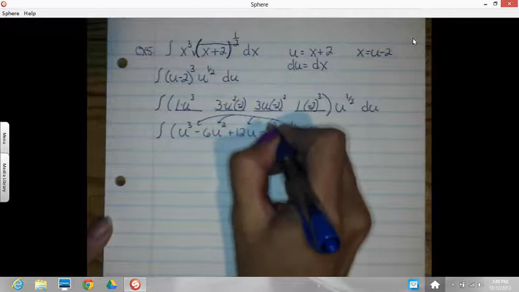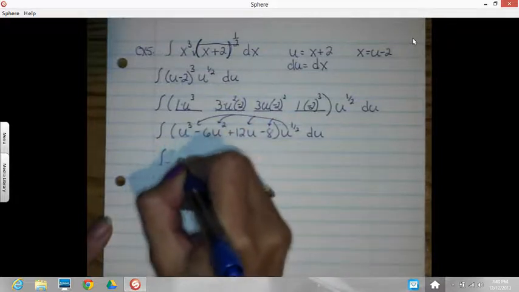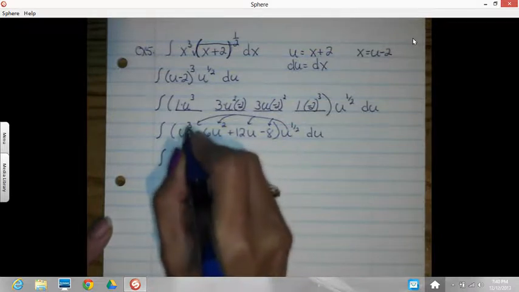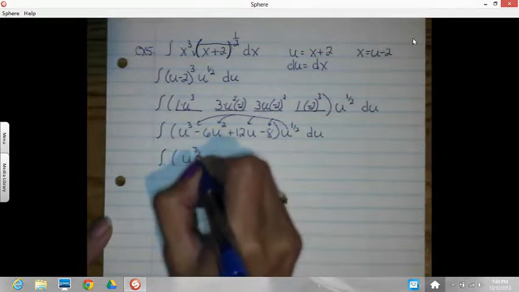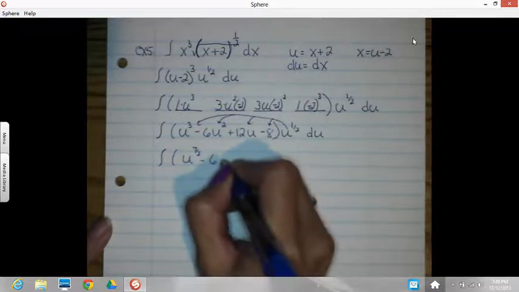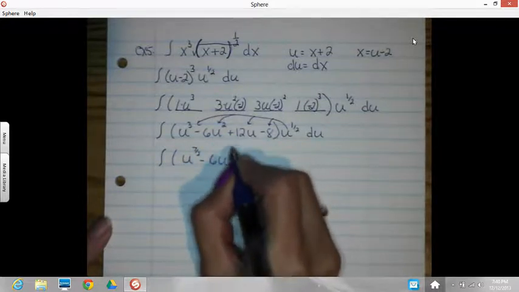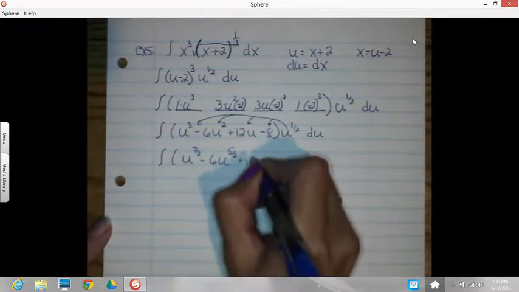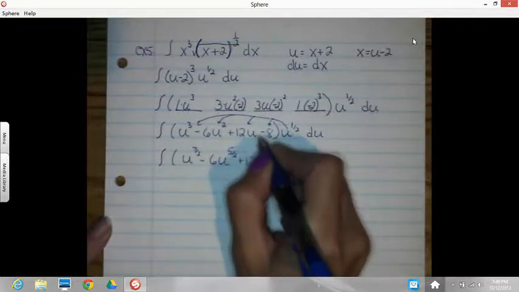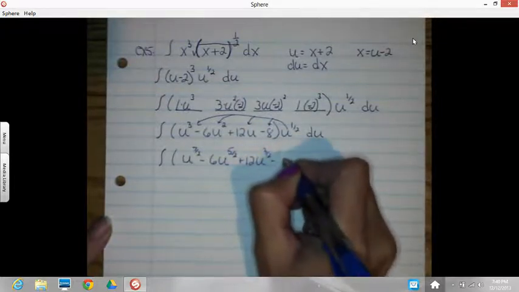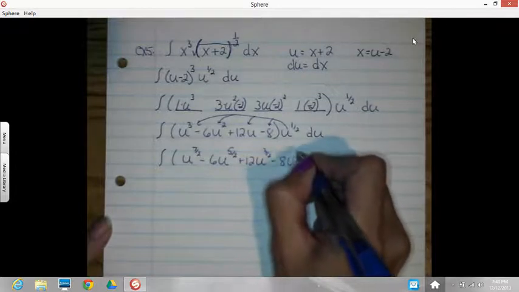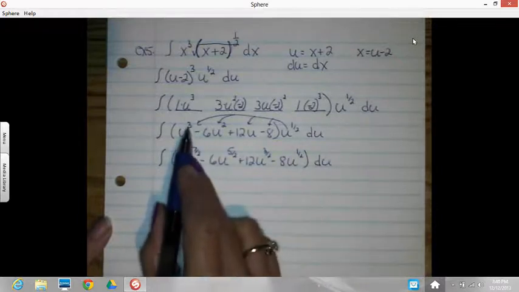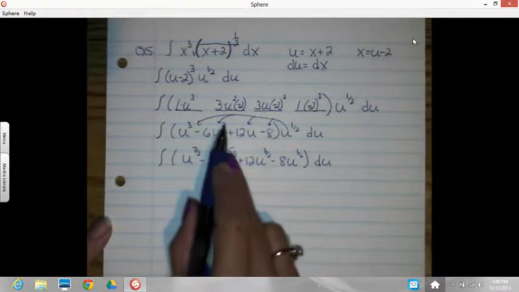So distributing, I will get u to the, let's see, that'll be 6, 7/2 minus 6 u, that will be 5/2 plus 12 u to the 3/2 minus 8 u to the 1/2. So just added exponents. 3 plus 1/2, 7/2. 2 plus 1/2, 5/2. 1 plus 1/2, 3/2, and then 1/2.